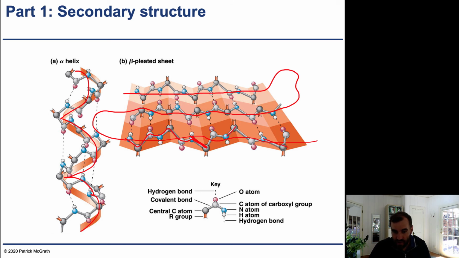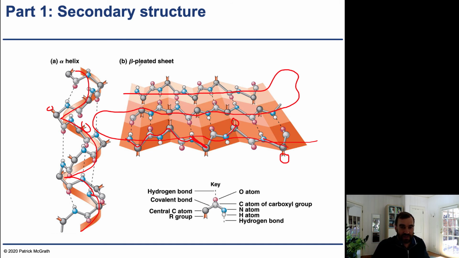And so the R group is just shown right here. One thing you should notice for both alpha helix and beta pleated sheets is that they're held together by hydrogen bonds. So hydrogen bonds, again, continue to be important for the structure of DNA. It continues to be important for the structure of proteins. It's important for the interactions between proteins and DNA.